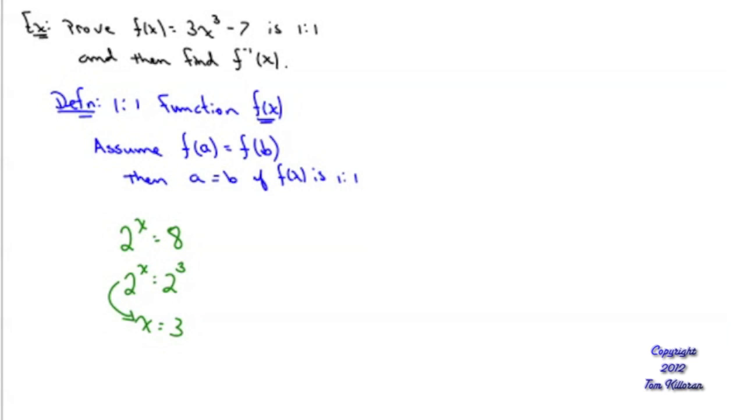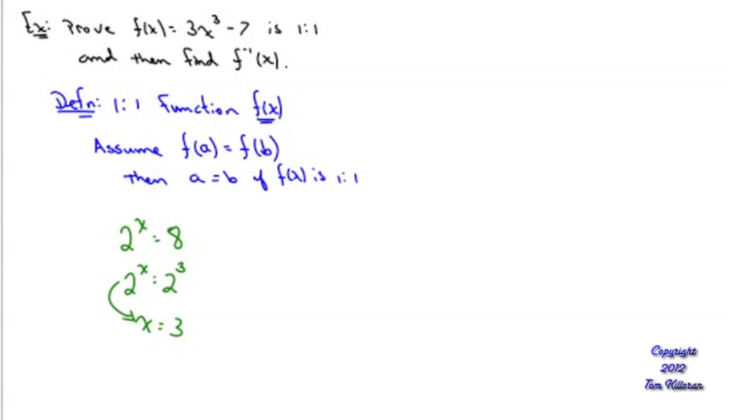What's cool about this is a non-algebraic step. It has nothing to do with algebra. You didn't add something to both sides, you didn't divide by something, you didn't multiply. You just got your answer by a property of 1 to 1 functions. You're just saying, oh, the y values are equal, therefore the x values must also be equal. It's kind of a cool step. All right.